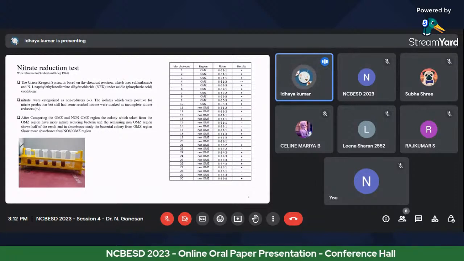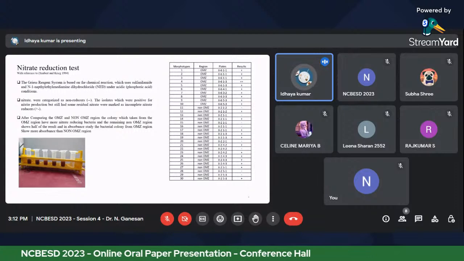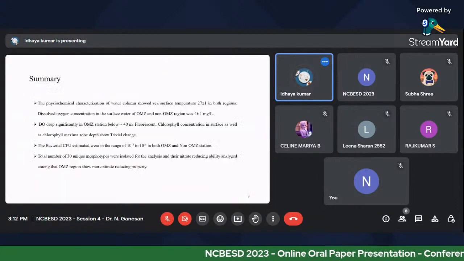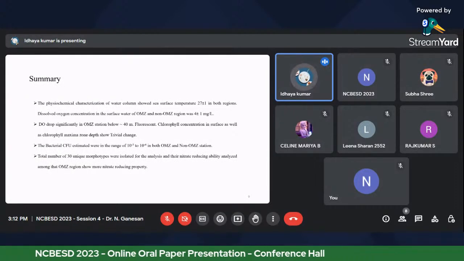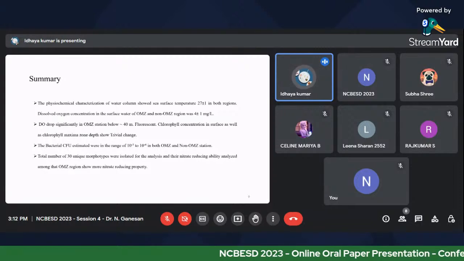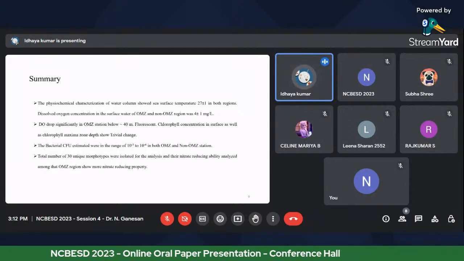This means the non-OMZ region has a comparatively 50% lower bacterial community that reduces nitrogen, because they are mostly bacteria utilizing other substrates. Thus, coming to the summary, we could see that the sea surface temperature is 27 plus or minus 1, and the dissolved oxygen at the surface is 4. It drops after reaching the thermocline, and when it reaches the OMZ region, it reduces more and more.